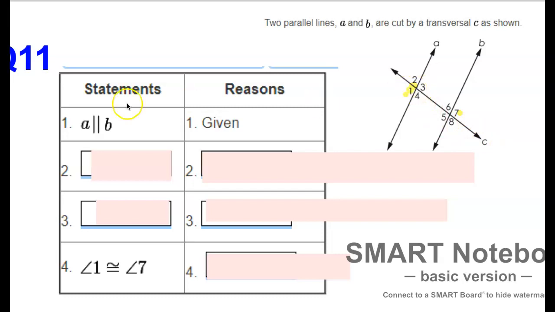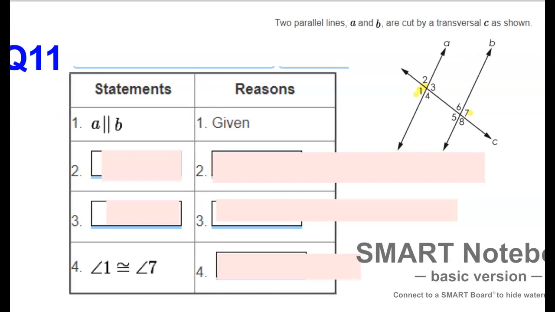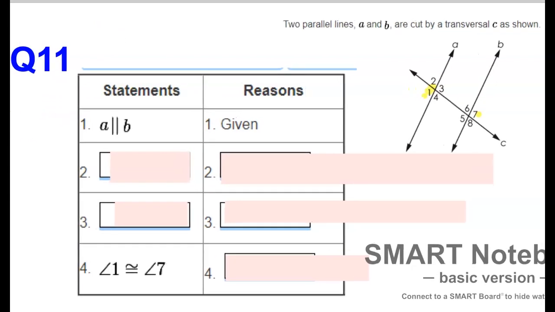So what we want to do here is try to use the transitive property to get angle 1 and angle 7 both congruent to the same angle. If we can do that, then we can use the transitive property to say angle 1 and angle 7 are congruent to each other. So we're going to start by saying that angle 1 is congruent to angle 5.